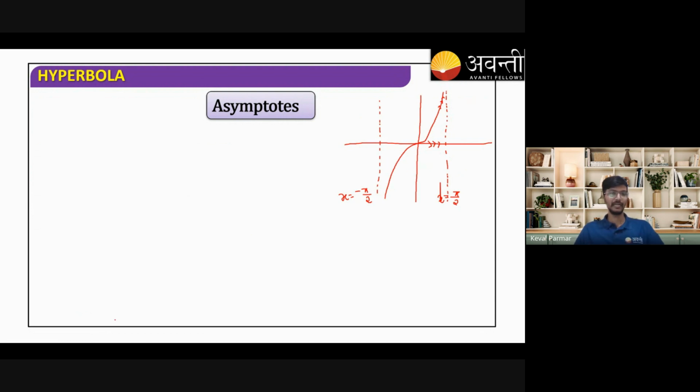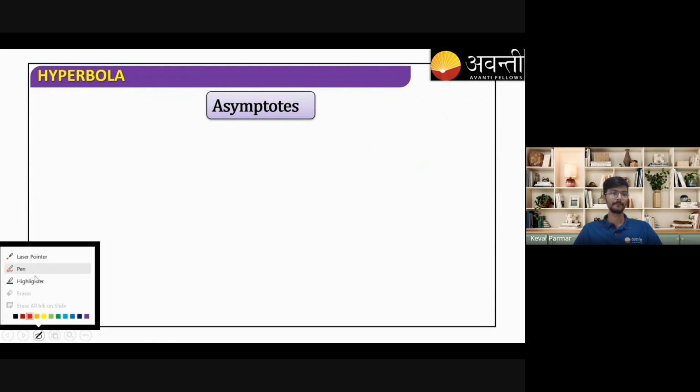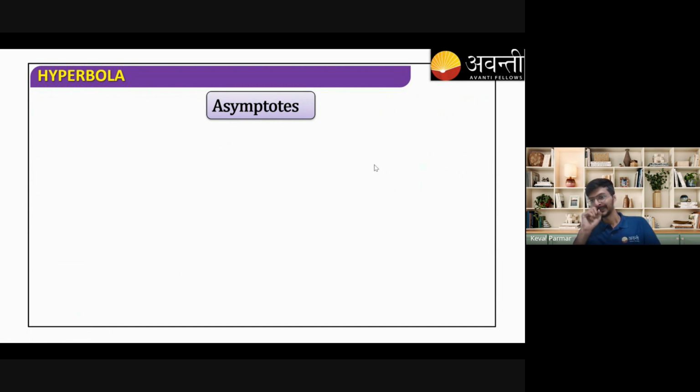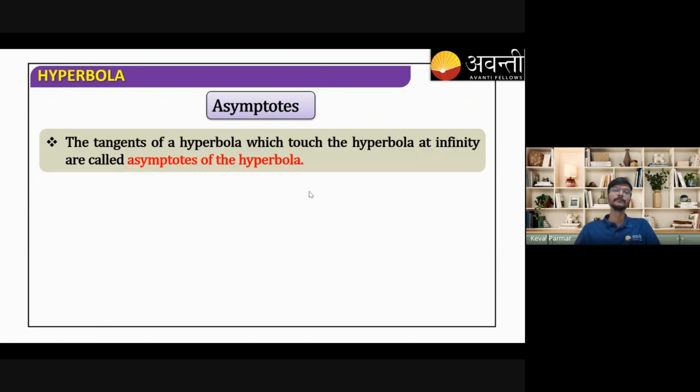Okay, so x equals pi by 2 and x equals minus pi by 2 are asymptotes of tan x. So in case of hyperbola, guys, what will be the asymptotes? The lines which never intersect, but as we move along the curve, they get closer and closer. So let's see the official definition.